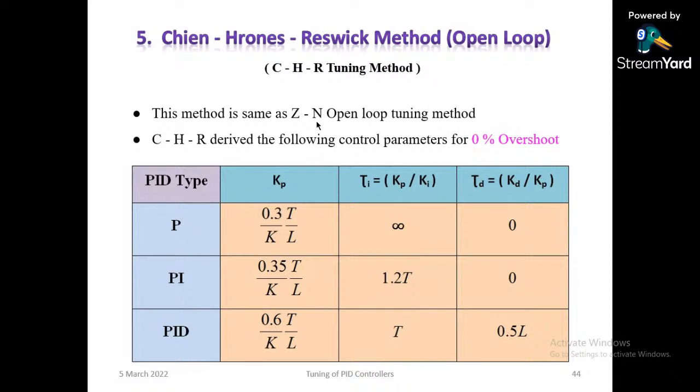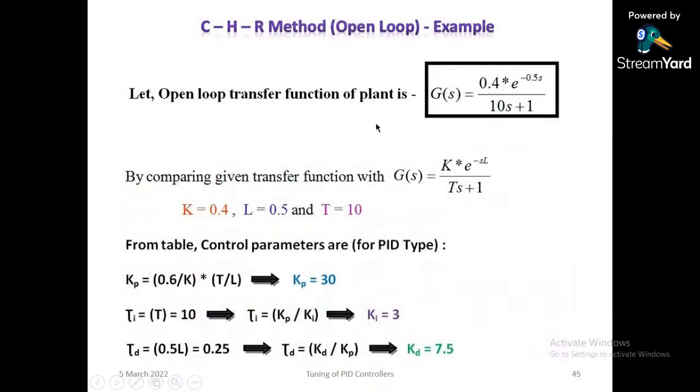इथेही S शेप आउटपुट रिस्पॉन्स पाहिजे. Calculate K, L and T. Then use this table to calculate Kp, Ki and Kd. Okay, I'll consider same K, L and T. Use that table.